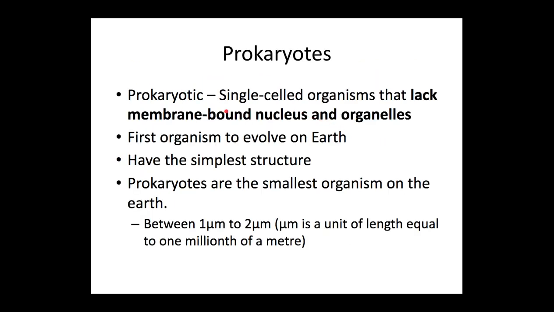Prokaryotes. So, prokaryote cells are single celled organisms that lack membrane bound nuclei and organelles within them. They are thought of as the first organisms to have ever evolved on Earth, and this is due to the fact that they have the simplest and most primitive biological structures out of the two types of cells. And prokaryotes are also the smallest organism on Earth, and most are between 1 micrometer to 2 micrometers.